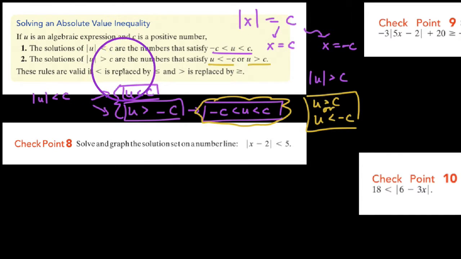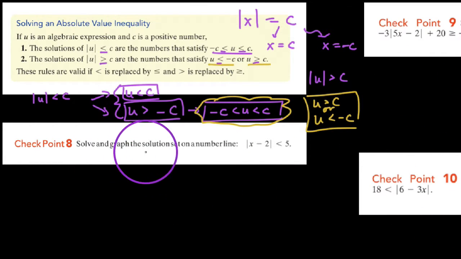So what you're reading here, it says these rules are valid if we replace the less than or greater than by less than or equal to or greater than or equal to. That just means that if I had had a greater than or equal to here first, these two would have been greater than or equal to. And then if this was greater than or equal to here, then these would have been also or equal to. So let's take a look at these three examples that I provide us with here.